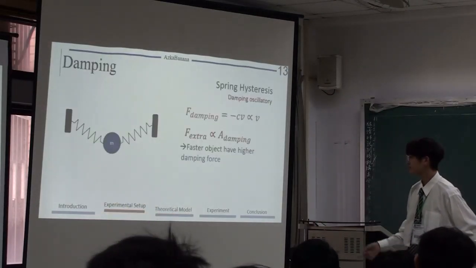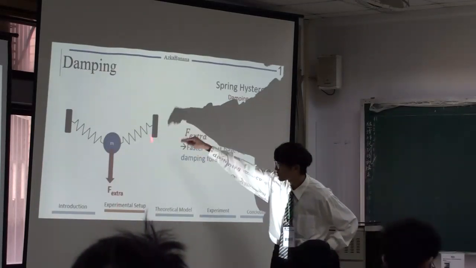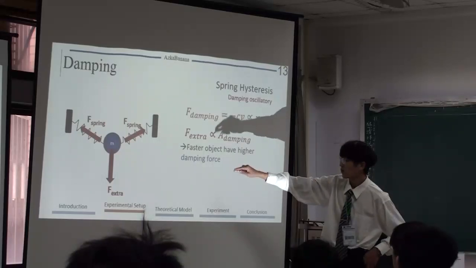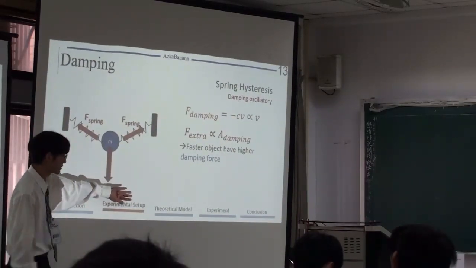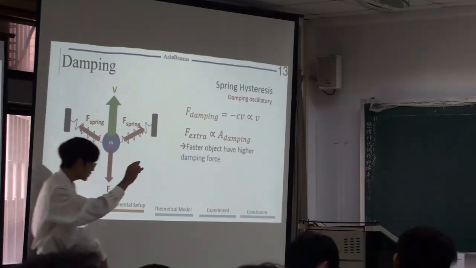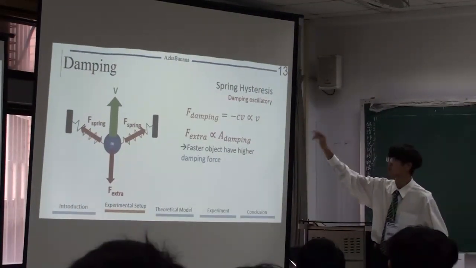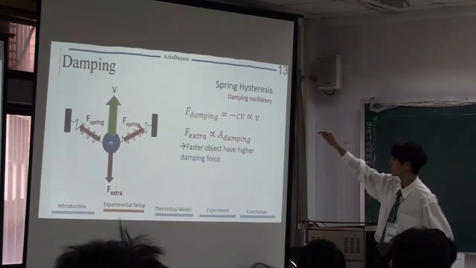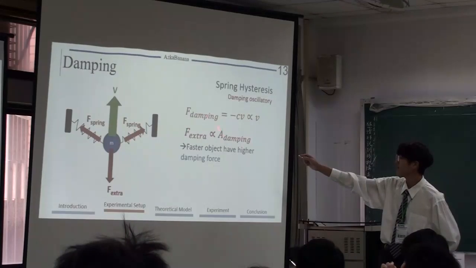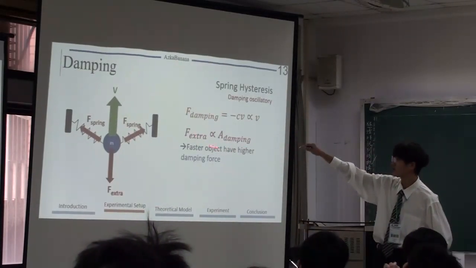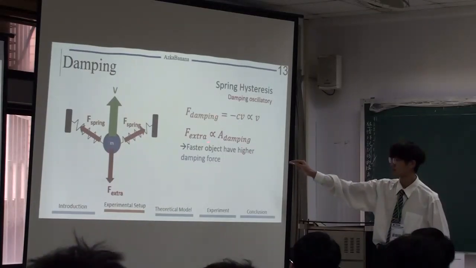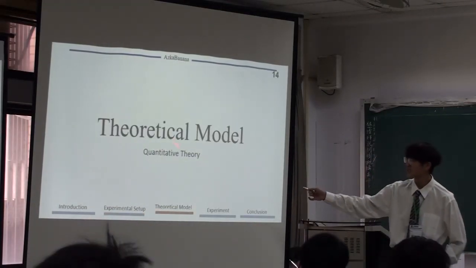The theoretical model. First of all, the extra force is applied to the ball, and the spring will produce a horizontal force on the ball. Then an opposite velocity will be caused on the ball. As we know, the damping force is F damping equals c v, which has a positive correlation to v, and the extra force has a positive correlation to the acceleration. And for the damping force, I have a prediction: a faster object has a higher damping force. This page. This is a theoretical model, which is a quantitative theory.